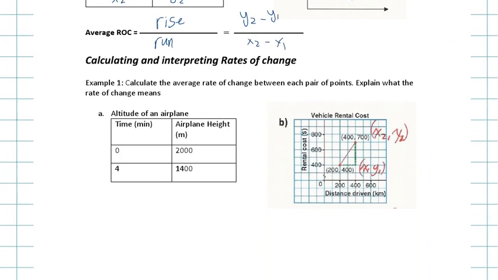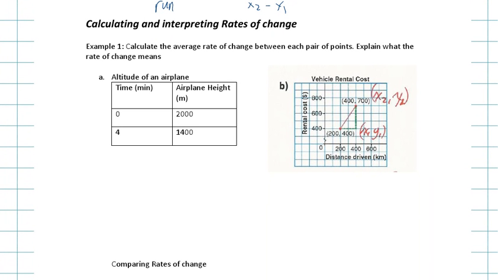Let's look at this. So the question is asking us to calculate the average rate of change between each pair of points. Explain what the rate of change means. So if I look at this, I have time and airplane height. Time is my x, and the airplane height is my y. Yes? So that's going to be x1, y1, x2, y2. What's the formula for the slope or the rate of change? y2 minus y1 over x2 minus x1.